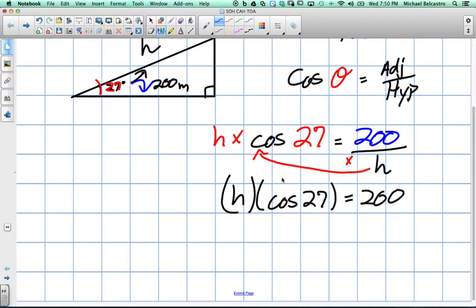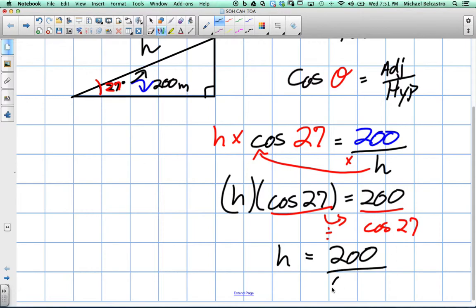Well, that doesn't help us. I need h to be by itself. So now I've got to bring cos 27 to the other side. In order to do that, we have to divide by cos 27. Does that make sense? So we get h is equal to 200 divided by cos 27. And cos 27 is a number, and I could have written it as a decimal, but I kept it in this form so I didn't have to write as many numbers out.